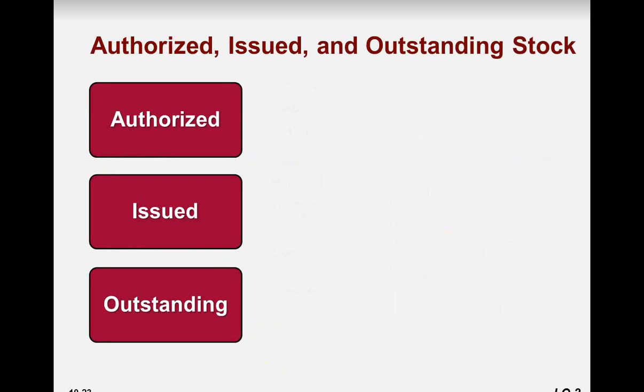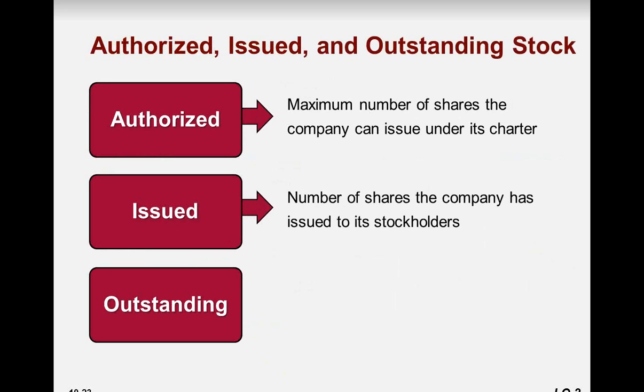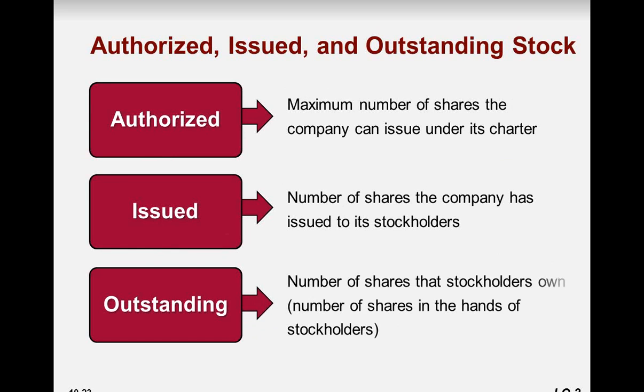So more terminology here. We need to know what the difference is between authorized, issued, and outstanding stock. If we pay dividends, we pay it on outstanding stock. Authorized is the total amount of stock that was authorized to be issued under the charter or the articles of incorporation. The issued are the stock that have been sold or issued to its stockholders, and the outstanding is the number of shares that stockholders own. These are the number of shares that are actually in the hands of the shareholders.